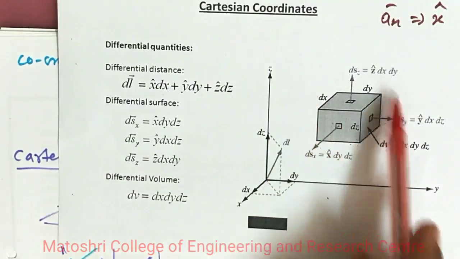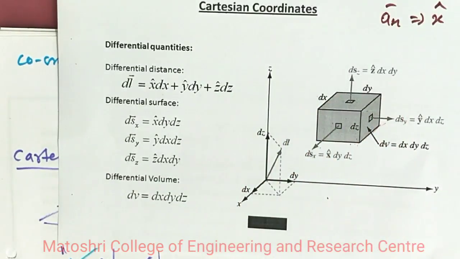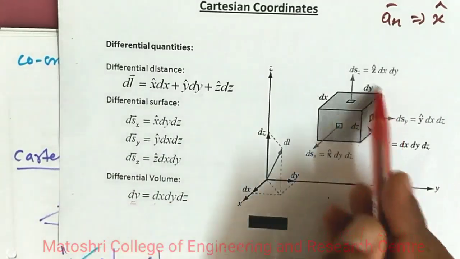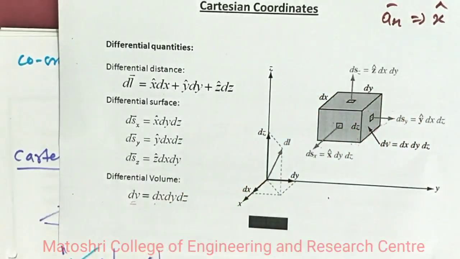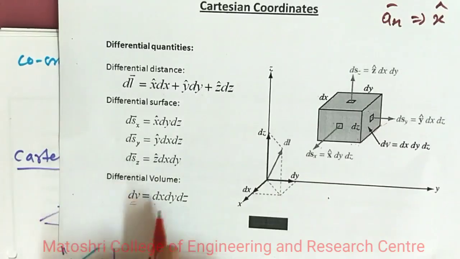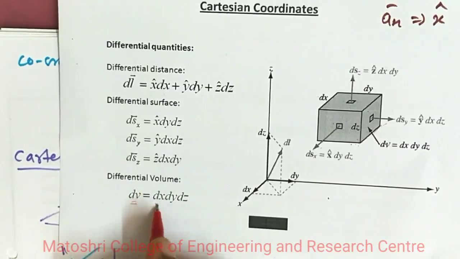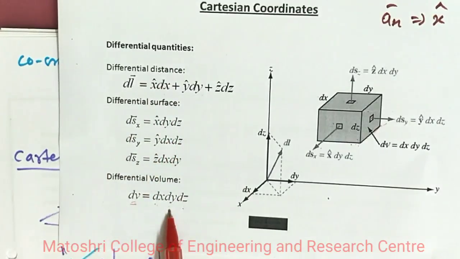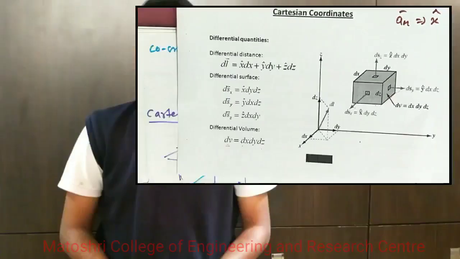When you vary these 3 coordinates, it encloses a volume, and it specifies the differential volume as the variation of all 3 coordinates, because the volume of this cuboid is length into height into width. So the differential volume dv is dx into dy into dz. So these are the differential length, differential surfaces and differential volume in the Cartesian coordinate system.